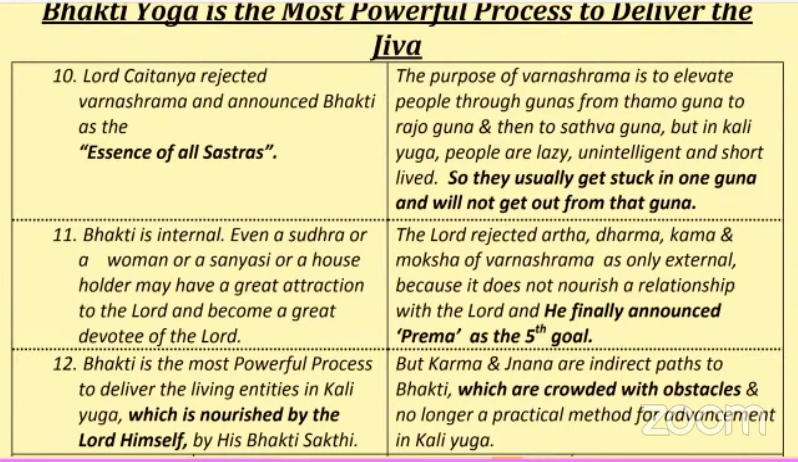The purpose of Varnashrama is to elevate people through gunas from Tamoguna to Rajoguna and then to Sattva-guna. But in Kali Yuga, people are lazy, unintelligent and short-lived. So they usually get stuck in one guna and will not get out from that guna. We are so much attached to our gunas, so much attached to our living place, and so much attached with whatever condition we are living. We cannot easily change ourselves. This is our problem, Maharaj said.